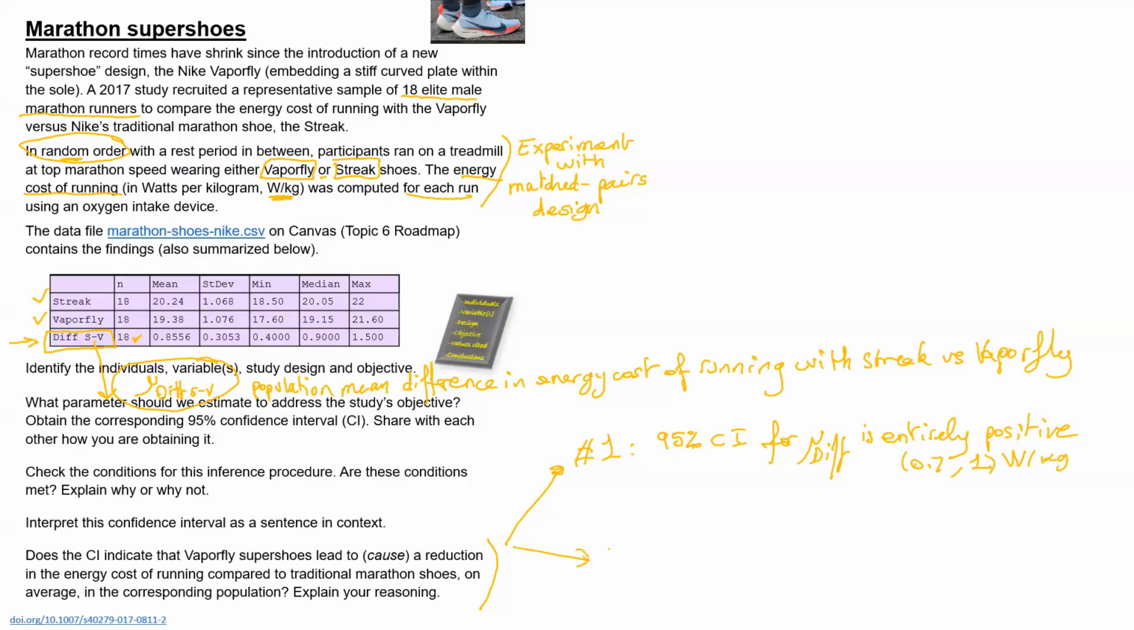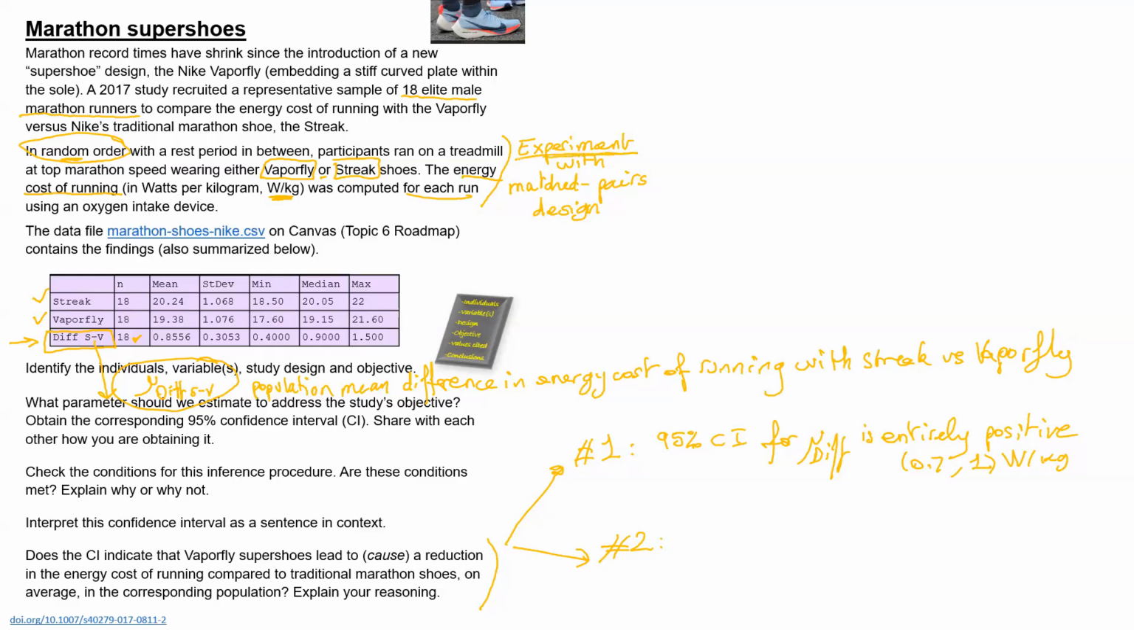The second aspect is whether we can conclude that this difference is because of using the Vaporfly versus using a traditional marathon shoe like the Streak. And for this, we have to go back to the design of the study, and specifically whether the two shoe conditions were the choice of the individuals or whether they were imposed with some form of randomness. And in this case here, we know that the participants didn't choose which shoe they were going to use based on their mood or how they felt at a particular time, their level of excitement, tiredness, etc.